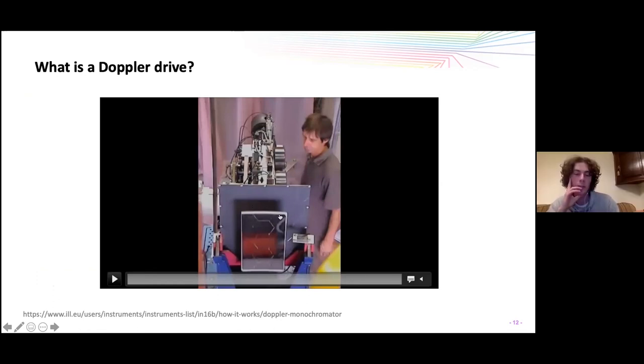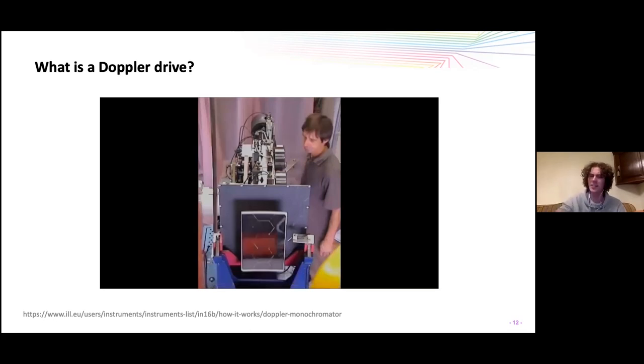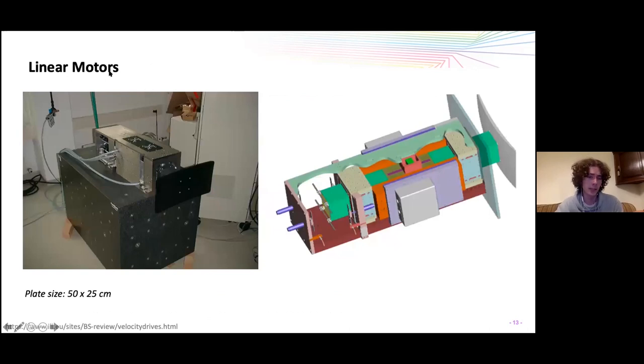Basically, the monochromator is this silver part here. And what it does is it pushes it backwards and forwards. This is a very old and outdated model, as you can probably guess by the amount of wiring, and there are a lot of wheels that actually turn. There are genuinely wheels in this thing. And this has recently been updated to a linear Doppler motor, and it's much smaller in size, about 50 by 25 centimeters. And it does essentially the same thing.